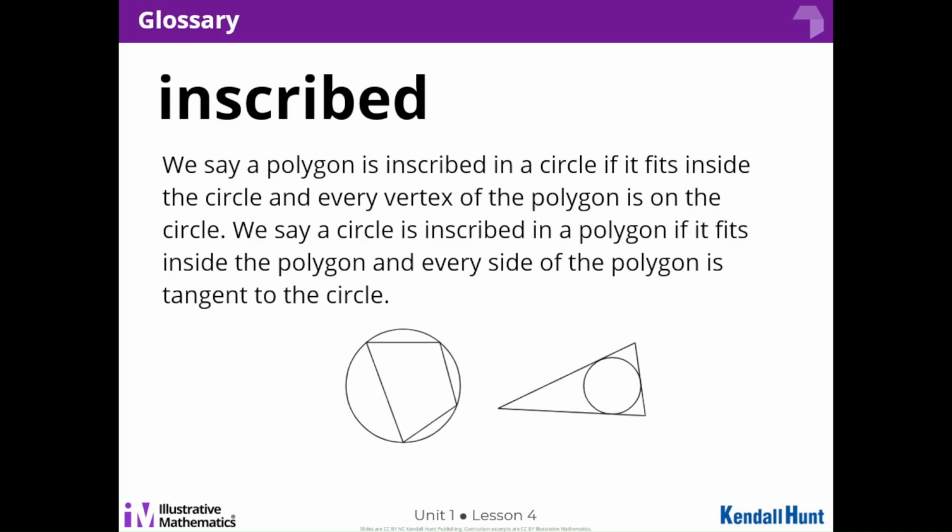In other words, a shape with straight sides is inscribed in a circle as long as every corner of that shape with straight sides touches the circle and it fully fits inside that circle. A circle is considered inscribed in a shape that has straight sides as long as every side of the shape that has the straight sides is touching the circle and the circle fits inside of it.